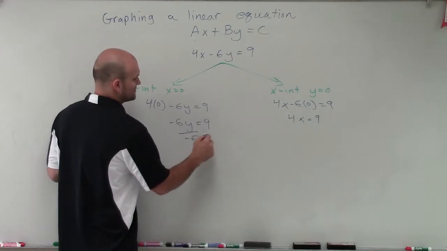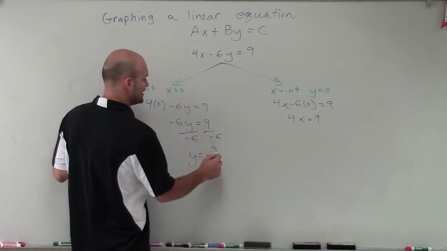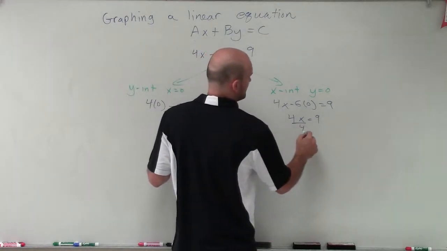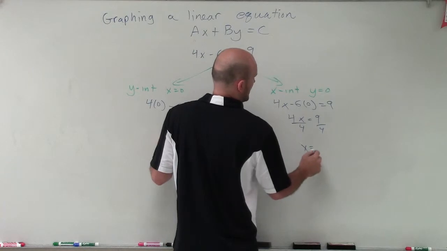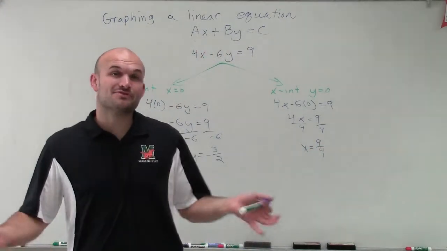Then divide by negative 6 on both sides. I get y equals negative 3/2 as I reduce that. Over here, divide by 4. X equals 9/4. Now, we have for x and y intercepts two fractions.